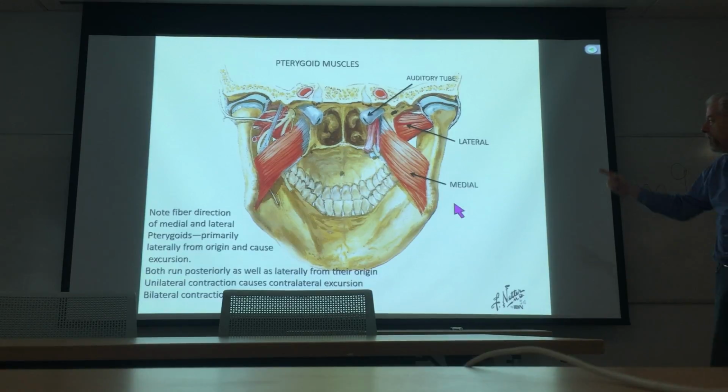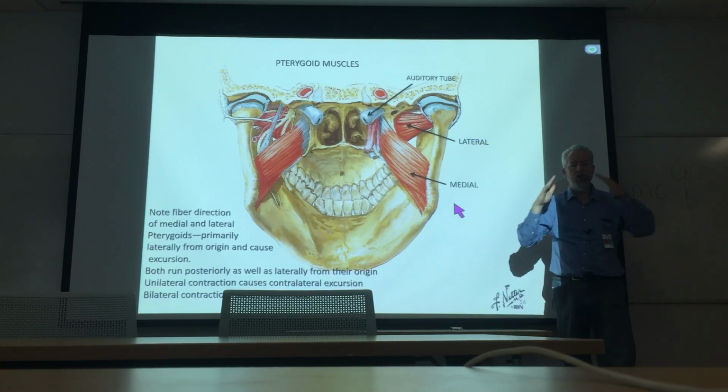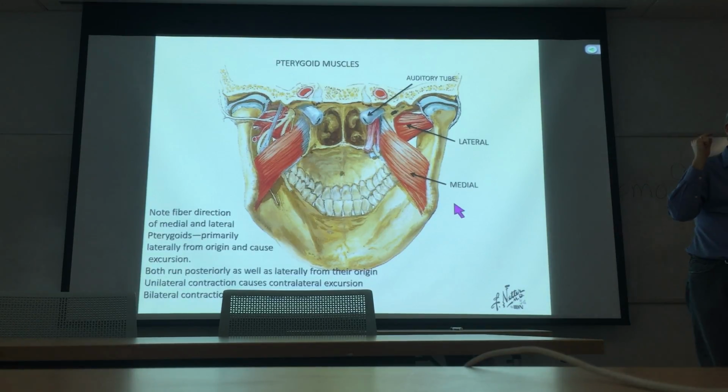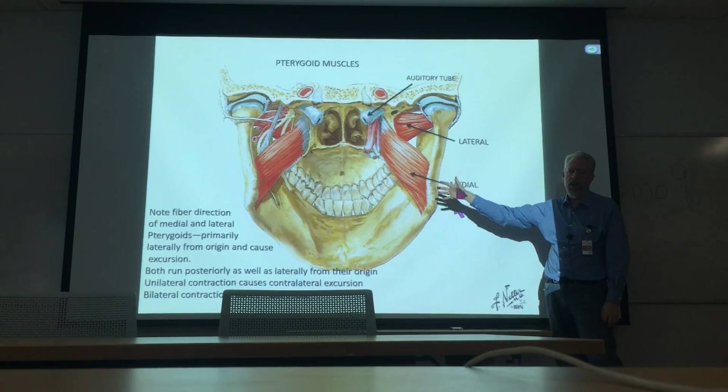Look at the position of the medial pterygoid in this picture and of the lateral pterygoid. If you're a muscle that attaches on the inside, the inner deep aspect of the mandible, you will move the mandible to the opposite side that you're on. So if I am right medial pterygoid, I move the mandible to the left. If I am left inferior lateral pterygoid, I'll move the mandible to the right. The pterygoid muscles are the primary movers of side-to-side movement.